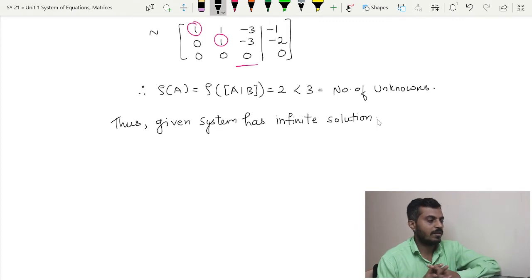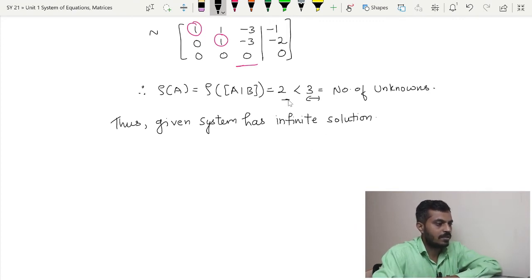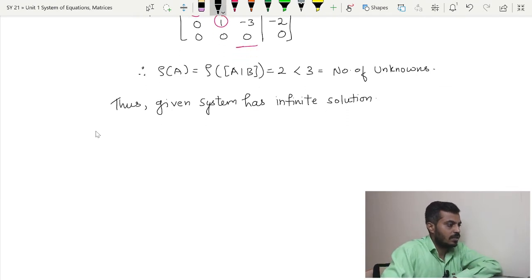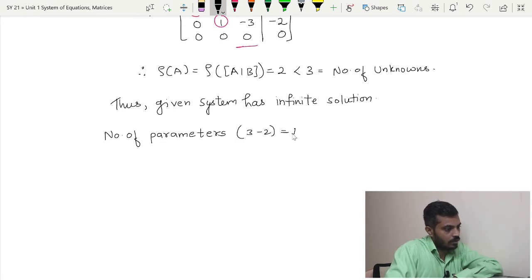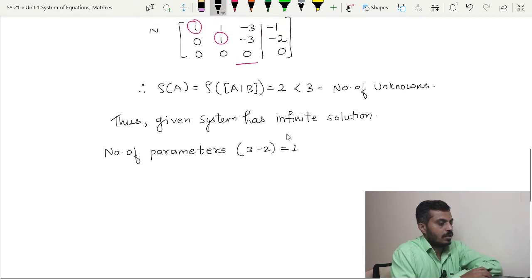So how many parameters can we use here? It is the number of unknowns minus the rank we get. In this case, the number of unknowns is 3 and we got rank to be 2. Simply the subtraction of that is 3 minus 2, that is 1. So I will say the number of parameters is 3 minus 2, which is equal to 1.